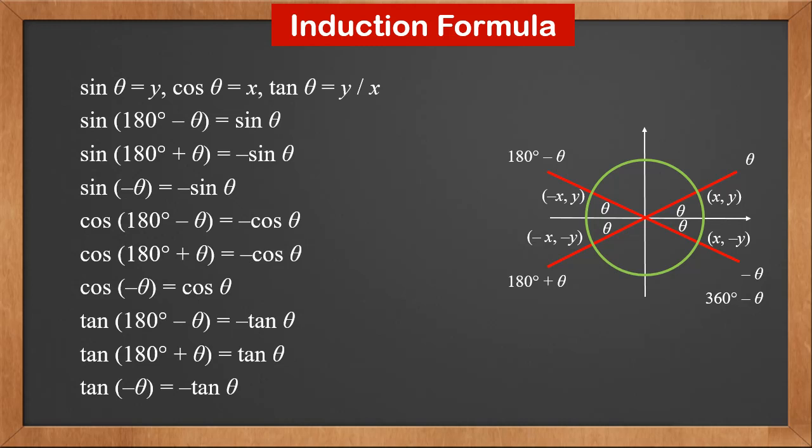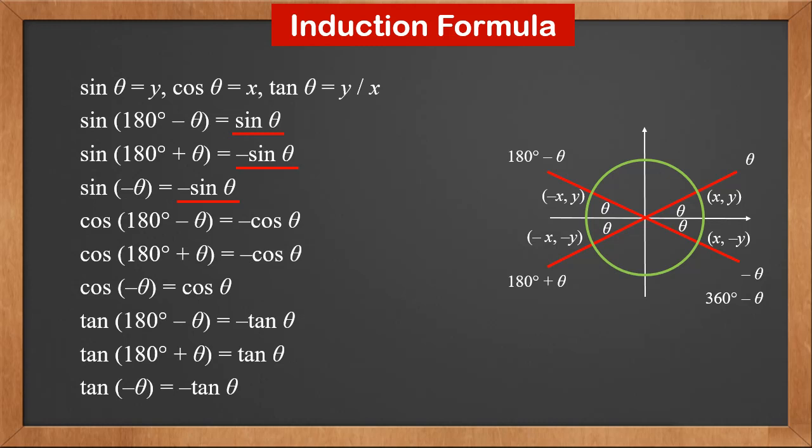180 degrees minus theta is in the second quadrant, and sine is positive in the second quadrant. So sine 180 degrees minus theta is sine theta. 180 degrees plus theta is in the third quadrant, and sine is negative in the third quadrant. So sine 180 degrees plus theta is minus sine theta. Minus theta is in the fourth quadrant, and sine is negative in the fourth quadrant. So sine minus theta is minus sine theta.